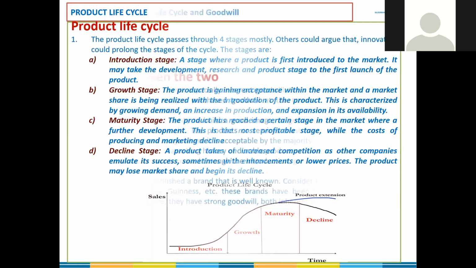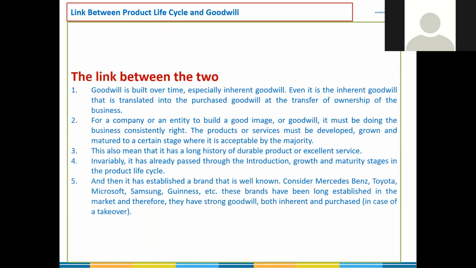So let's go there. This is what I want us to look at. And this is the last slide. And then we shall be taking questions if we have some questions.